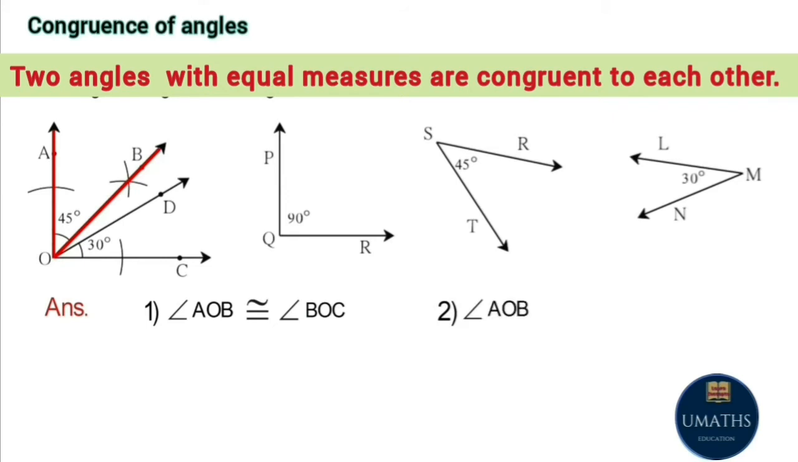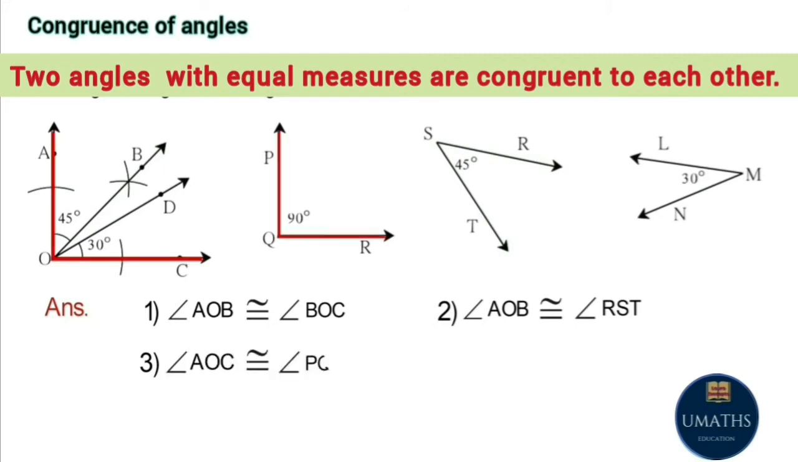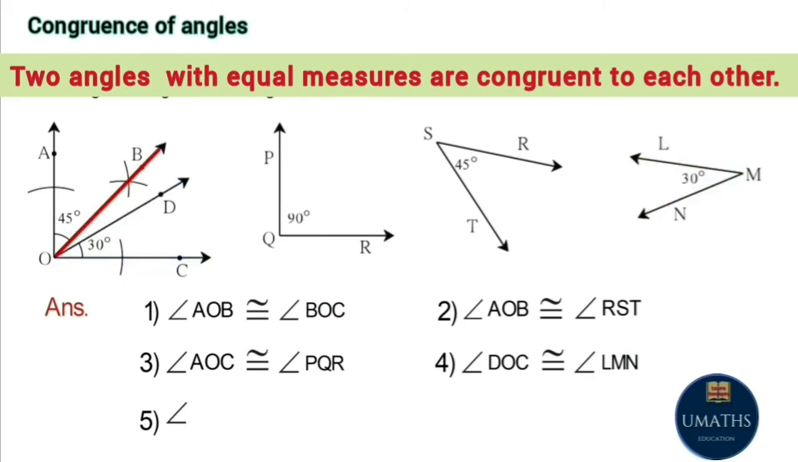Angle AOB is congruent to angle RST. Angle AOC is congruent to angle PQR. Angle DOC is congruent to angle LMN. Angle BOC is congruent to angle RST. Students, now we know two angles with equal measures are congruent to each other.